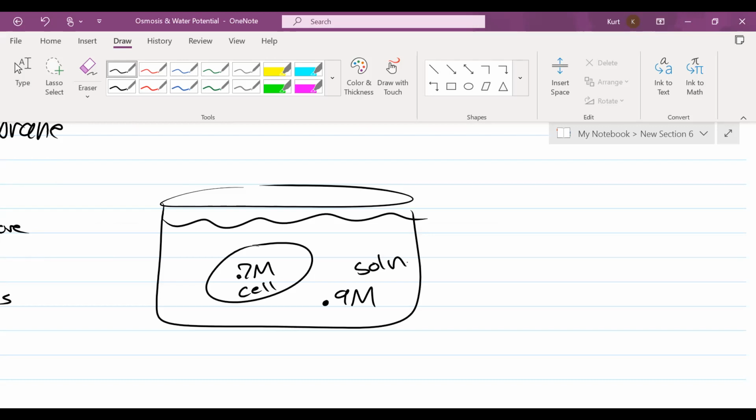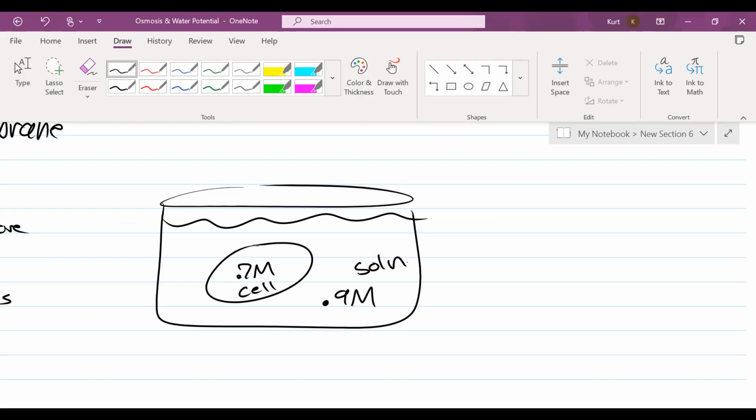So guys, if the solution, as Finley says, has more solute, what does it have less of? Right. So which way is water going to diffuse? Into the cell, out of the cell, or will it be equal? Huh? Into the cell, out of the cell. I'm hearing both now. Finley, can you explain to the class why? You are correct.